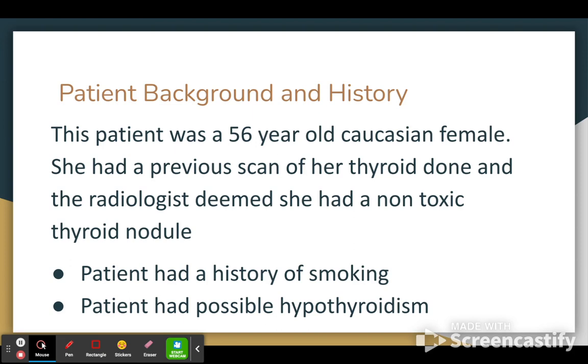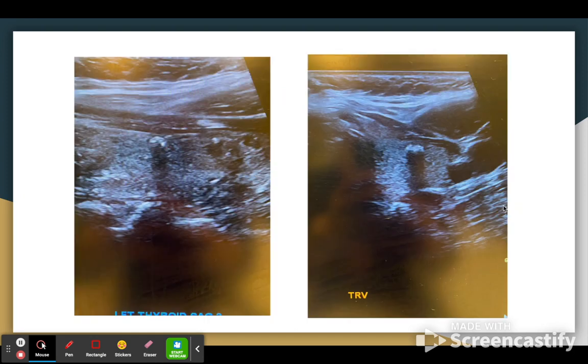The patient had a history of smoking. I read somewhere that smoking could possibly affect your thyroid, so that's always important to find out if they smoke or not. And then the patient had possible hypothyroidism. This is not a diagnosis or anything, but when I was scanning her, her thyroid was very enlarged and heterogeneous, so it led me to believe that she could possibly have hypothyroidism.